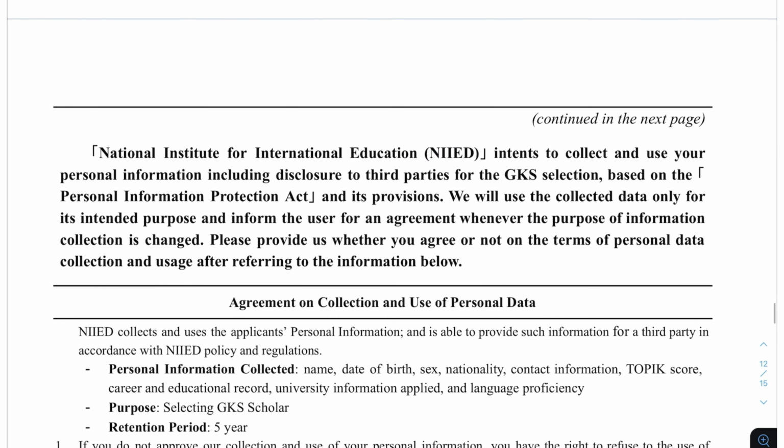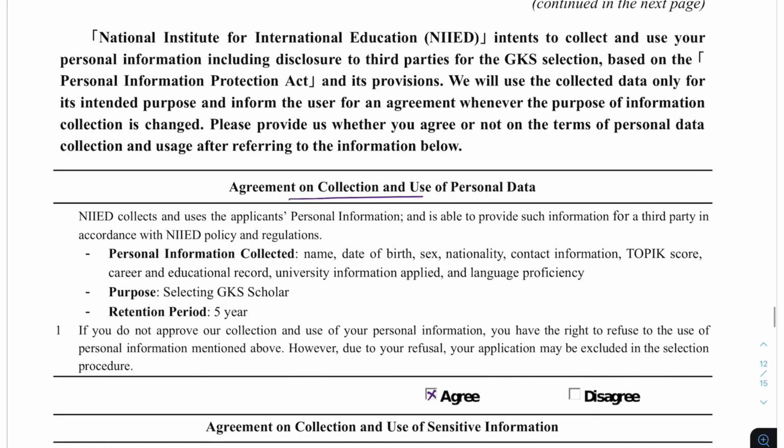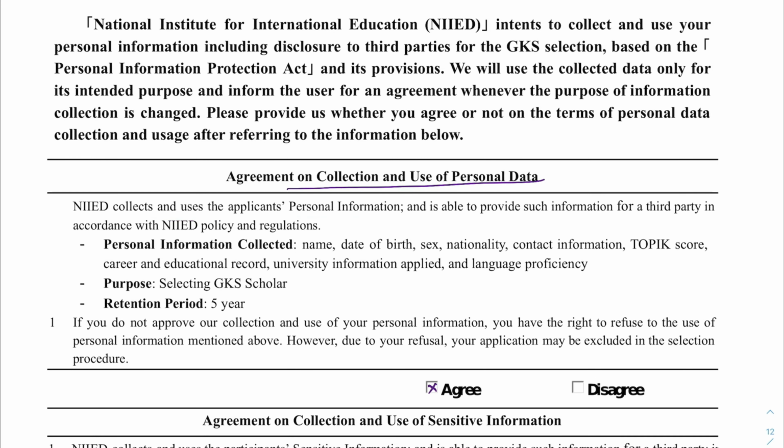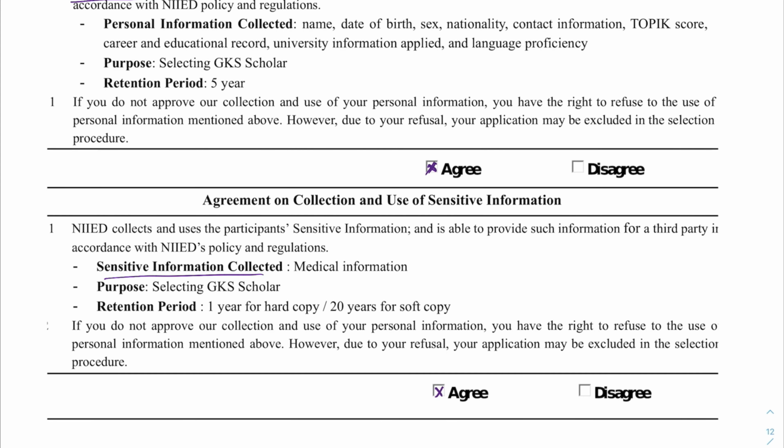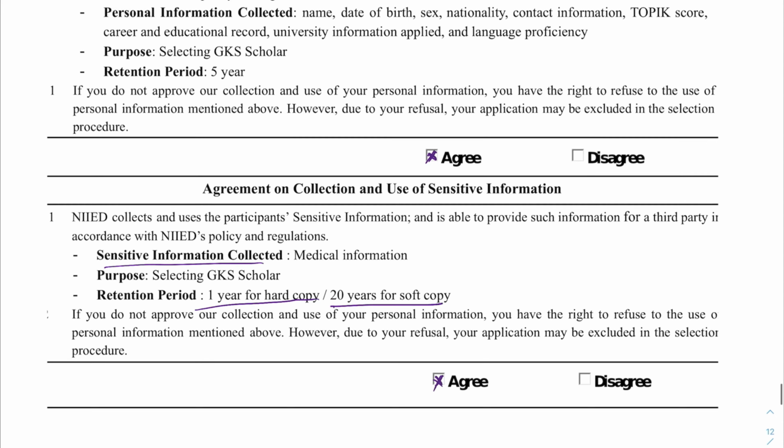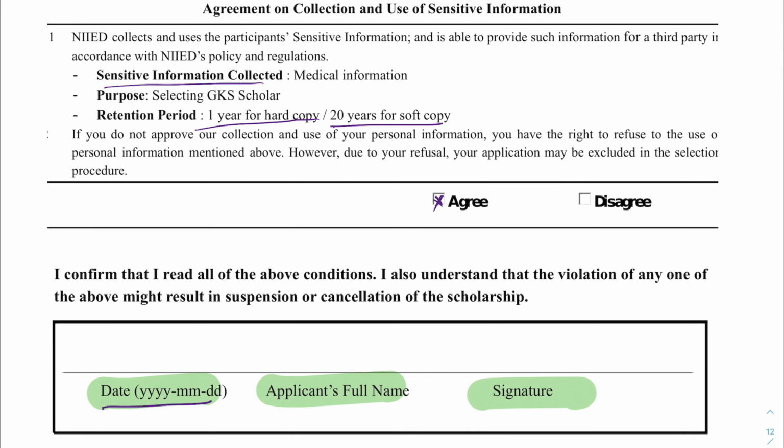Next is the agreement on collection and use of personal data. NIIED collects and uses the applicant's personal information, so here you have to put yes, and also NIIED will be keeping your sensitive information. So in hard copy they will keep it for 1 year, and in soft copy it will be for 20 years. So yes, you can agree here. The date, applicant number and sign here.